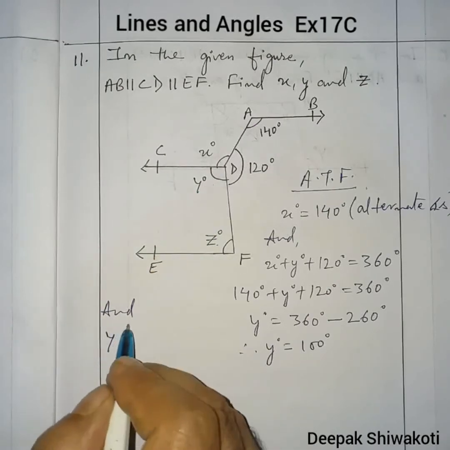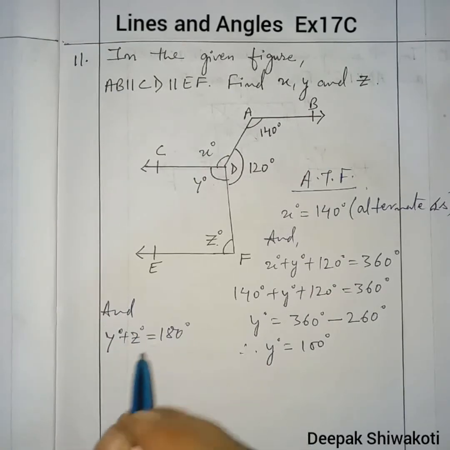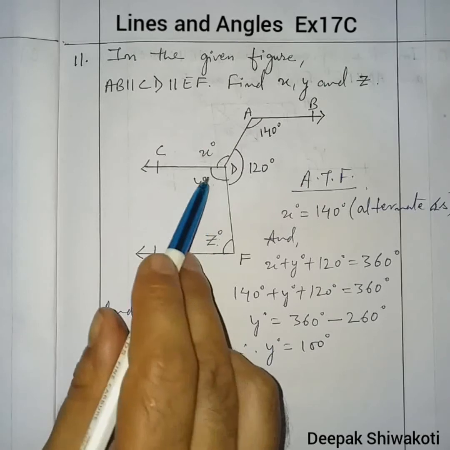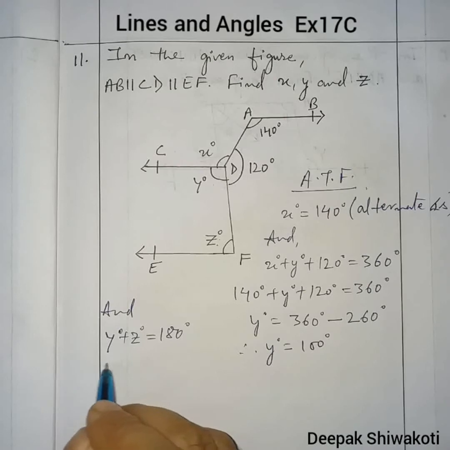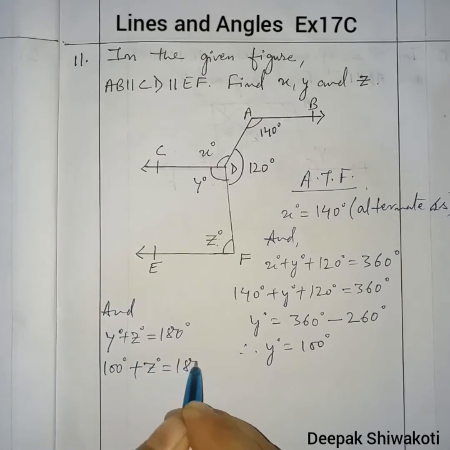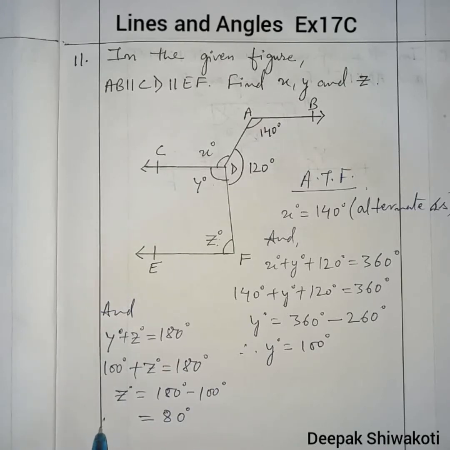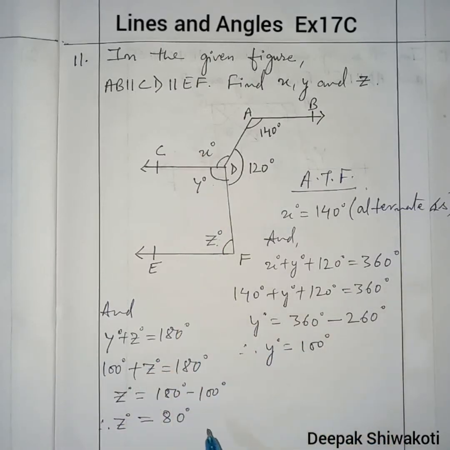Y plus z degree is equal to 180 degree, because these two are co-interior angles. The sum of co-interior angles is equal to 180 degree. That means y is equal to 100 here, and z we have to find. Z degree is equal to 180 minus 100 degree. So therefore z also we have got as 80 degree. So x, y, z, all the unknown angles we have found.